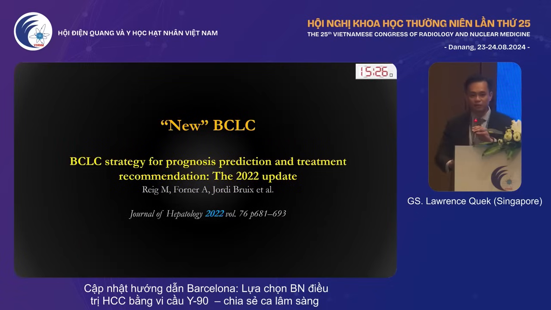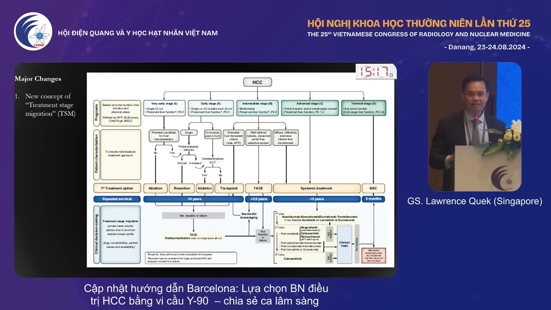So now let's look at the new BCLC guidelines, or not so new now, since it's 2022. And this was an update by the same author in the Journal of Hepatology. So it's a little more complex now, given this chart, okay?